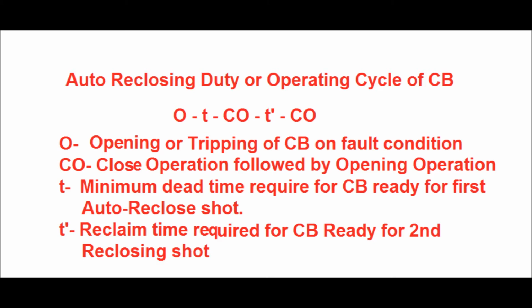O means opening or tripping of the circuit breaker on fault condition. Then CO means close operation followed by opening operation during permanent fault condition. Then T means the minimum dead time required for the CB to be ready for the first auto reclose shot. Then T' means the reclaim time required for the CB to be ready for the second reclosing shot.